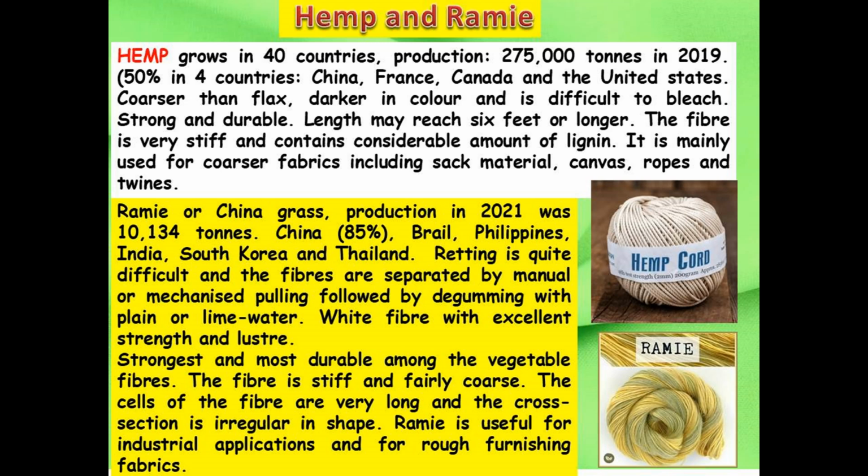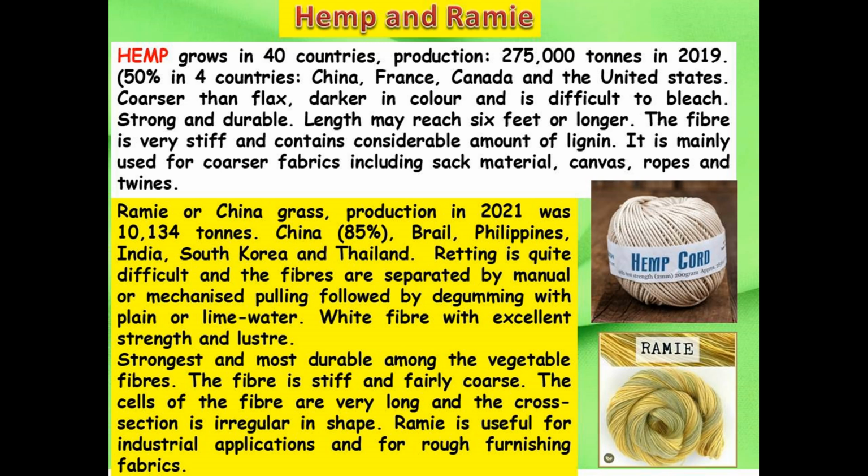Ramie or China grass production in 2021 was 10,134 tons. China produced 85%, followed by Brazil, Philippines, India, South Korea and Thailand. Retting is quite difficult and the fibers are separated manually or by mechanized pulling, followed by degumming with plain or lime water. Fiber is white with excellent strength and luster.